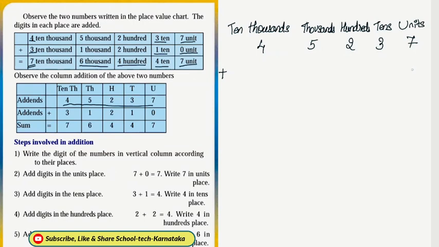Our other addend is 31,210. So at units place we have 0, at tens place we have 1, at hundreds place we have 2, at thousands place we have 1, and at 10,000s place we have 3.